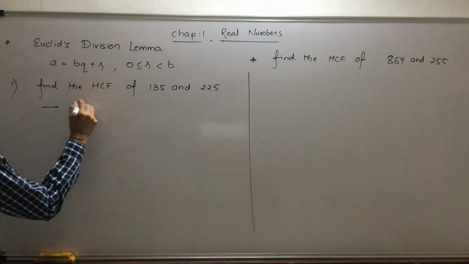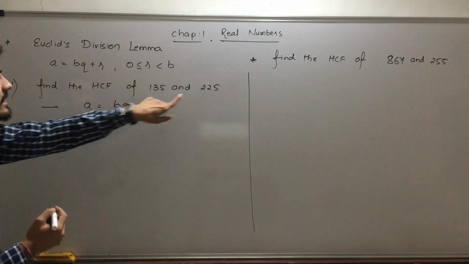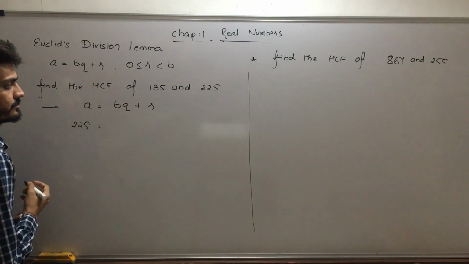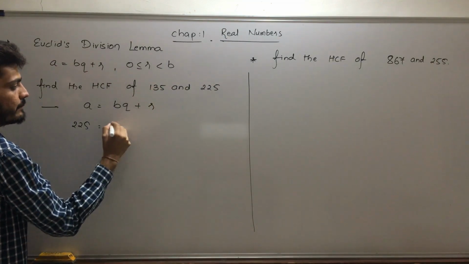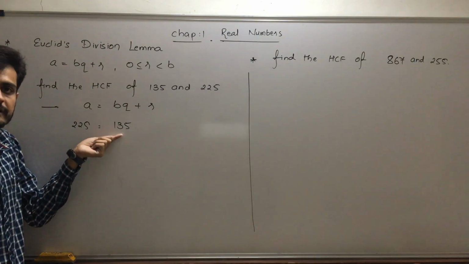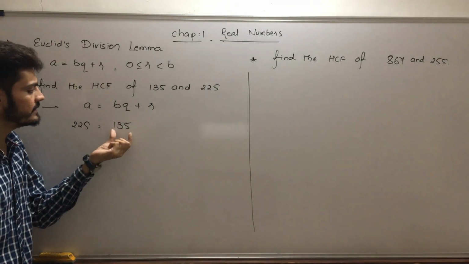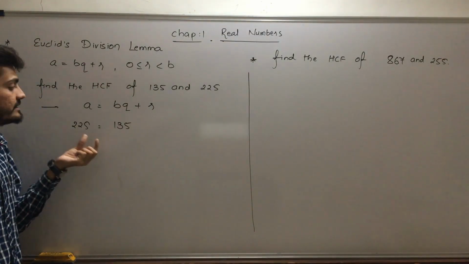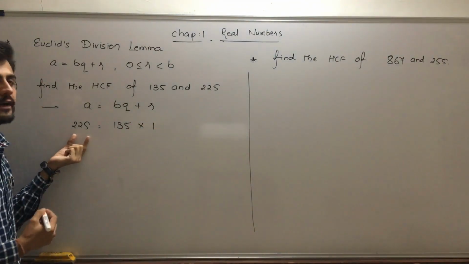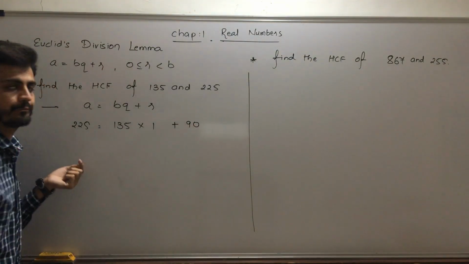Euclid's division lemma is a equals b q plus r, where the greater number a is 225. So 225 is divided by 135. 135 times 1 is 135, and 135 times 2 is 270, which exceeds 225. So we have to go for 1. So 225 equals 135 times 1 plus remainder 90.